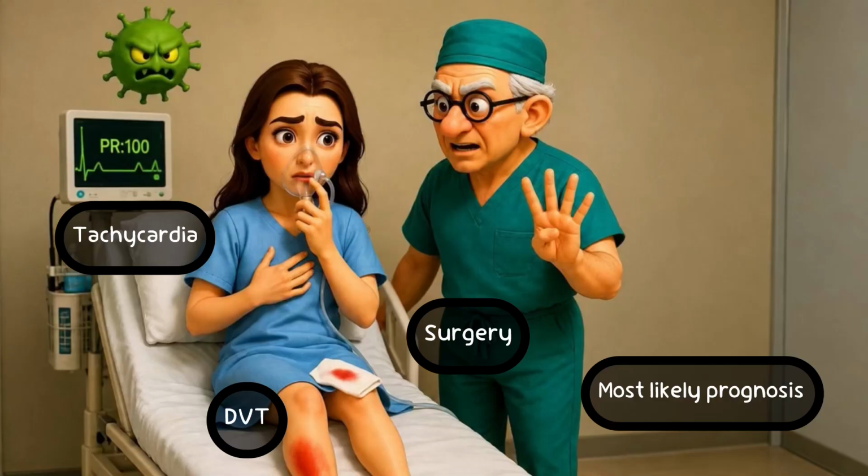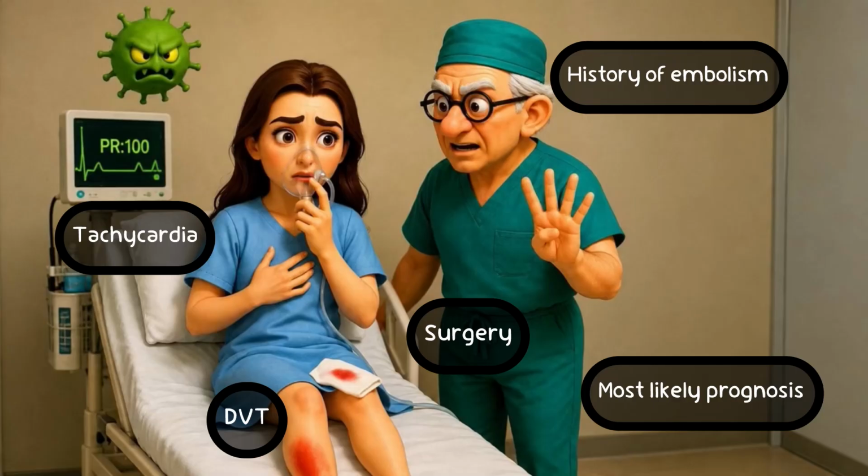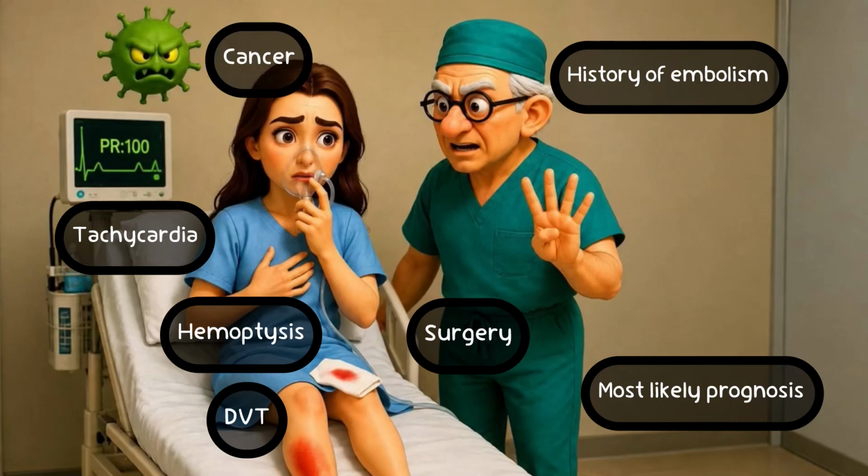A previous episode of DVT or pulmonary embolism gives another 1.5 points. If the patient has hemoptysis, meaning coughing up blood, add 1 point. And finally, if the patient has an active malignancy, meaning cancer that is currently being treated within the last 6 months or receiving palliative treatment, add 1 point.